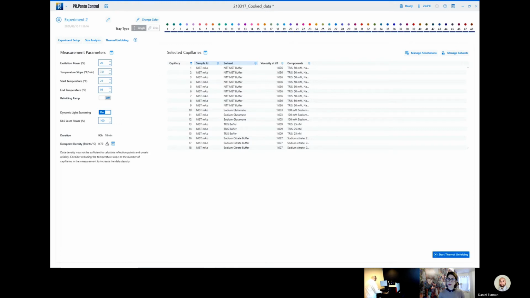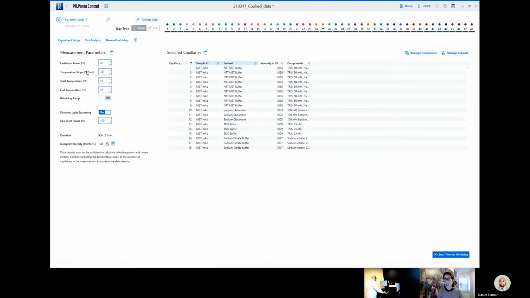So let's see. You can do what looks like 7 is going to be not quite enough. 6, 4 degrees per minute, 3 or 2. So that's pretty much the only limitation you have.